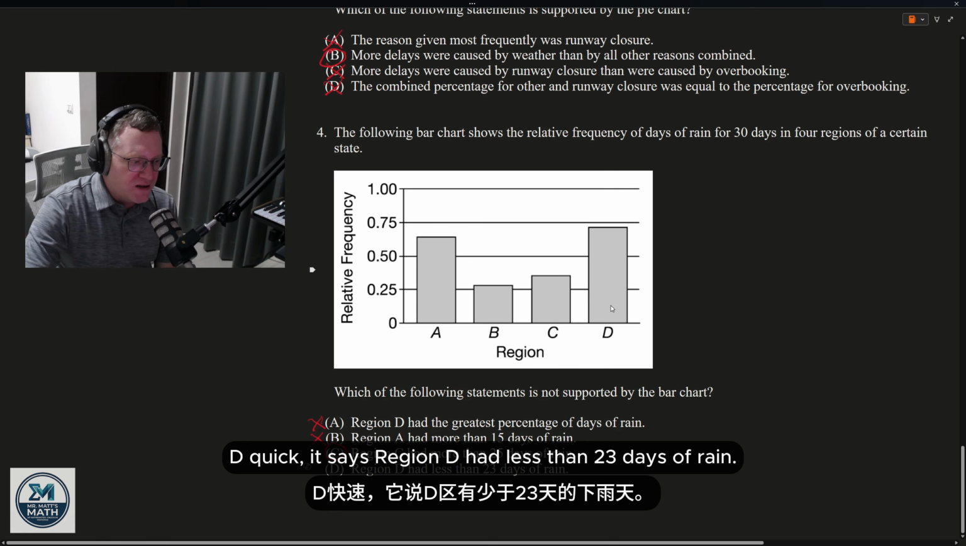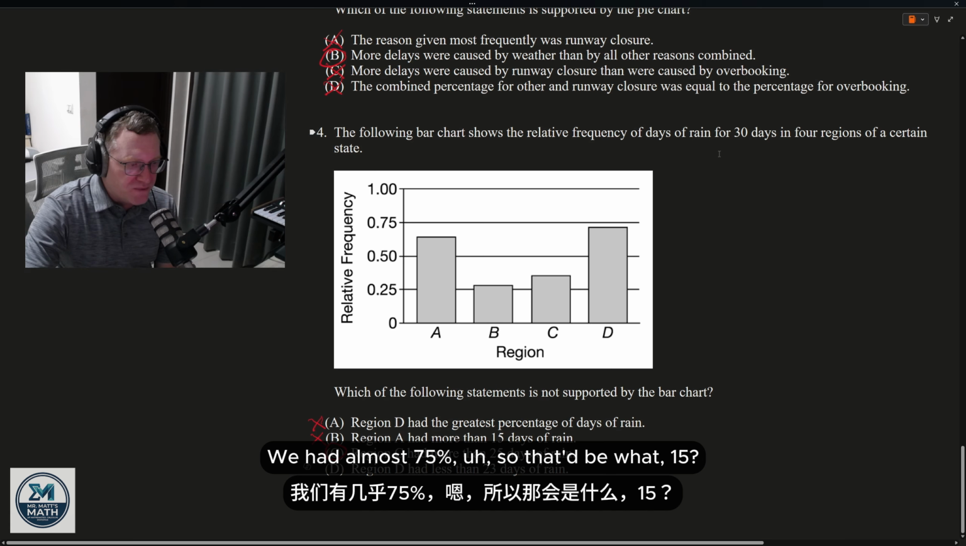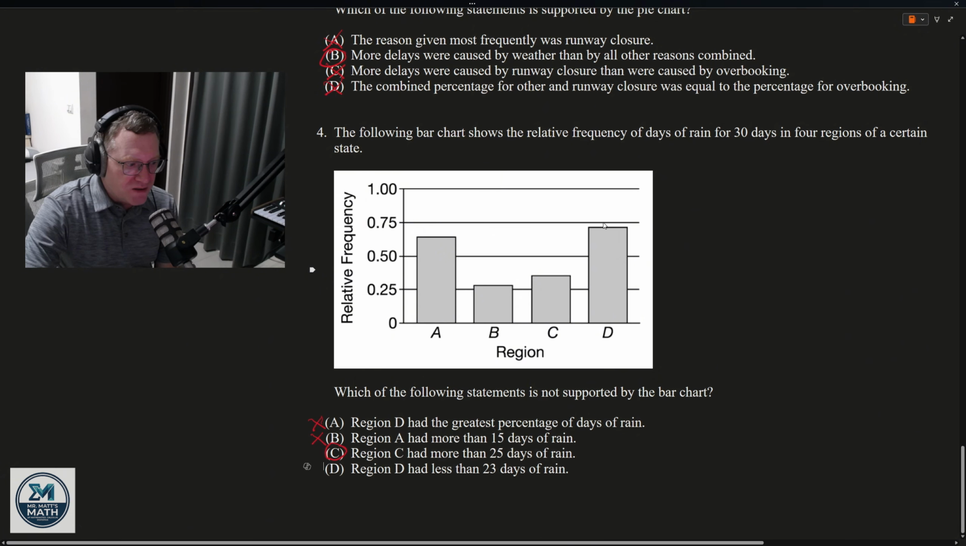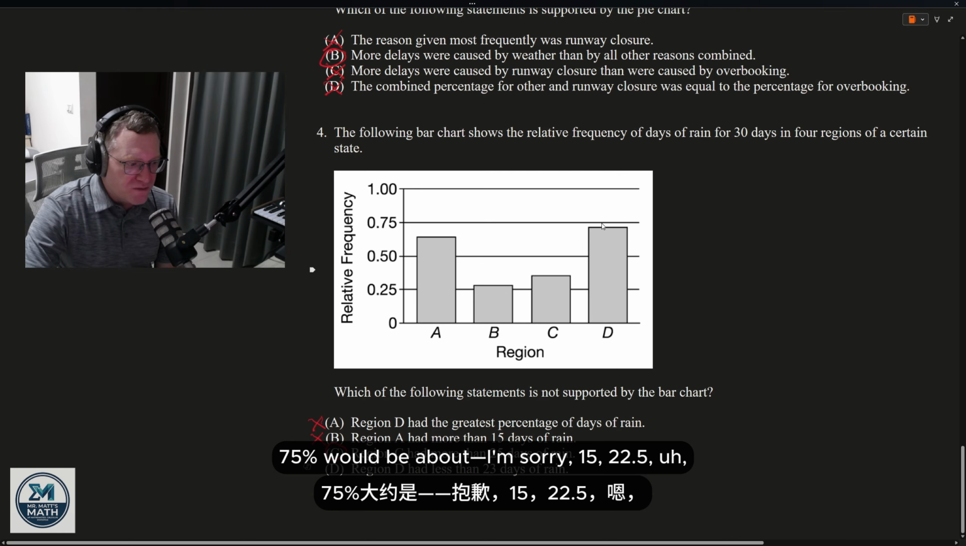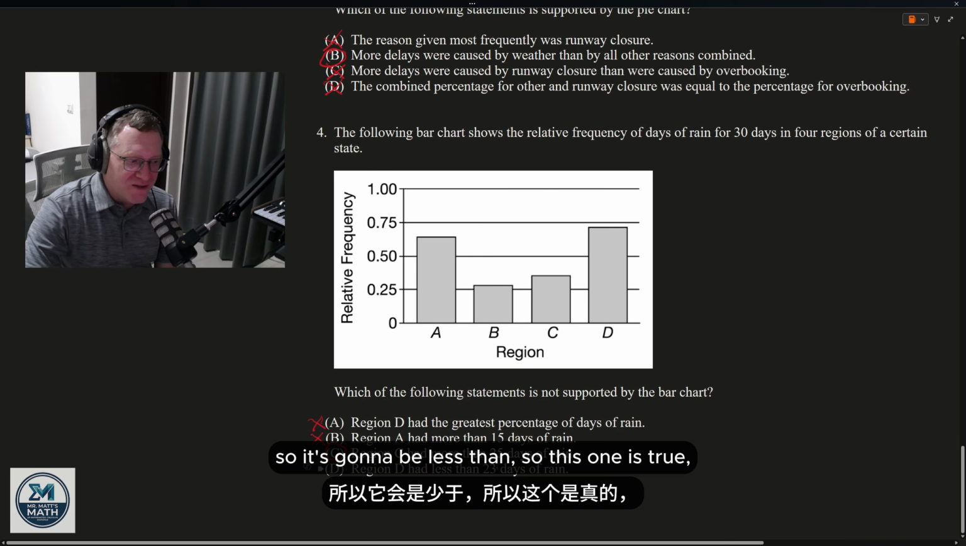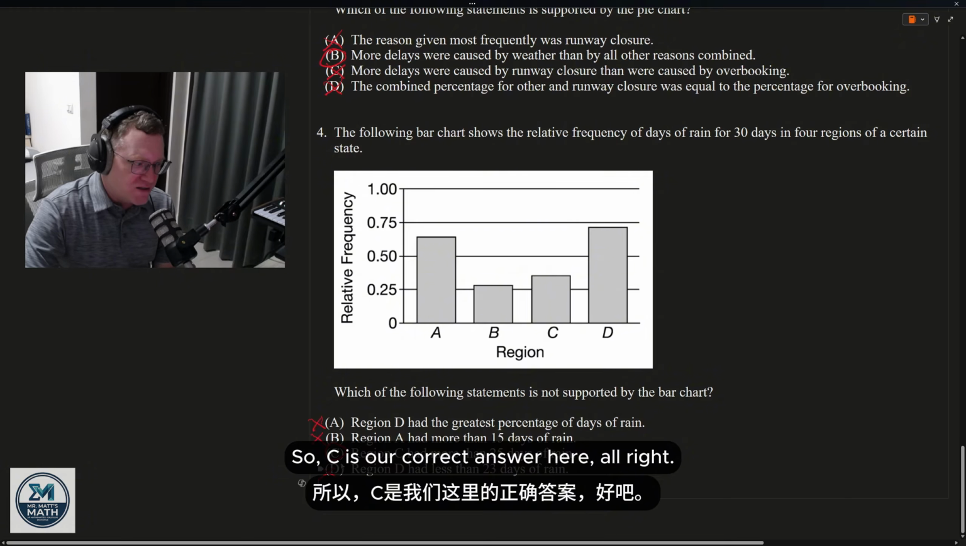It says region D had less than 23 days of rain. I don't think that's true. We had almost 75%. So that would be what? 15, 7, 22, 23. Yeah, so 75% would be about, I'm sorry, 15, 22.5. So this is less than 75%, so it's going to be less than. So this one is true, which means it's not our correct answer. Okay, so C is our correct answer here.